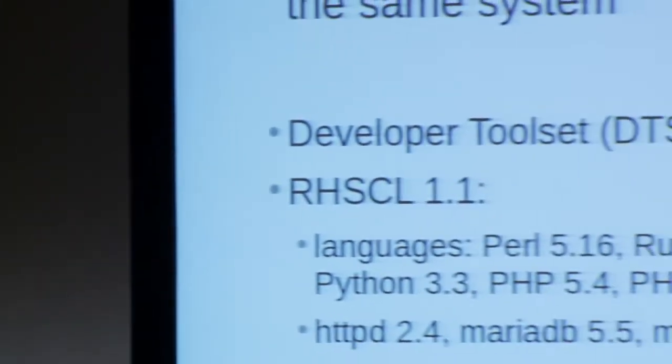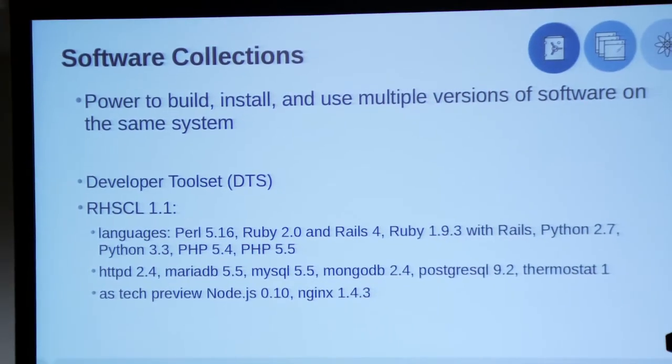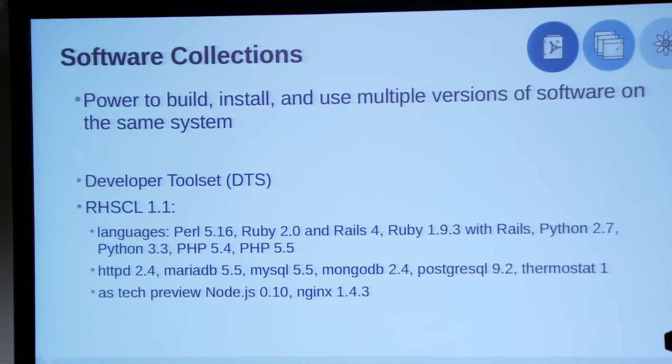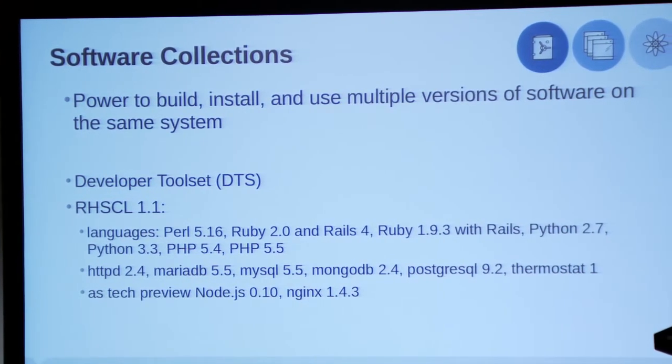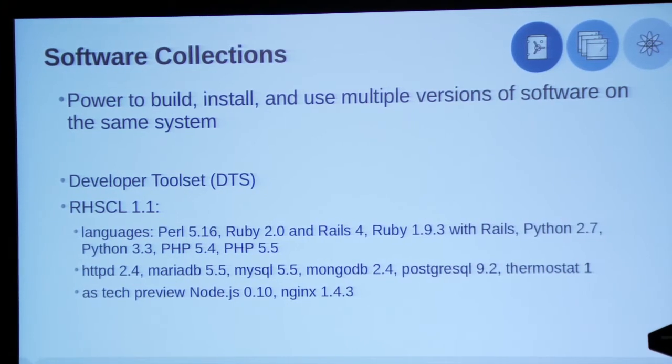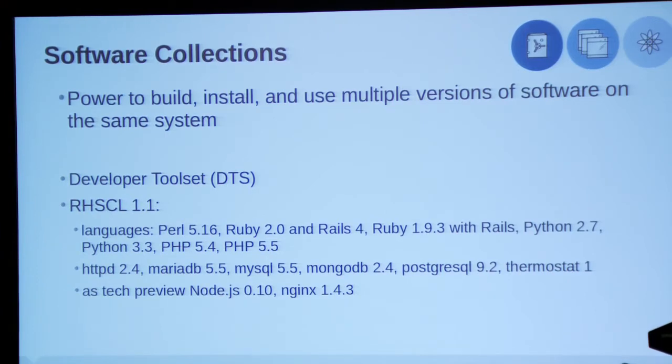Red Hat provides two products based on the software collection technology. First of them is Developer Toolset, which brings you the new developer and debugging tools primarily for C and C++, and it will be covered in more detail by Matt. And the second one is RHSCL, which contains primarily the dynamic languages, web servers, and databases.